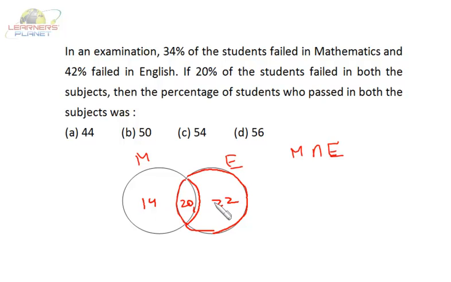Okay, so in all 14 plus 20, that is 34, plus 22. So 34 plus 22, that is 56 students, or we can say 56% of the students failed. So the remaining 44% students passed in both the subjects. I hope you are clear. Let's take 2-3 more problems of the similar concept.